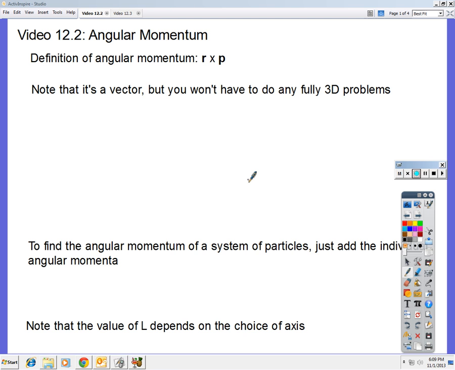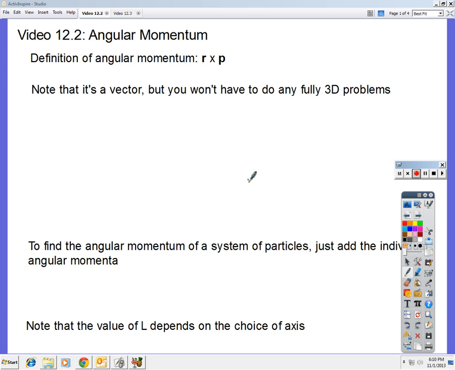Okay, this is the second video from chapter 12. This one deals with the concept of angular momentum. Now, angular momentum is a tremendously useful idea, and also, if you do it in fully three-dimensional problems, incredibly difficult. But you will not have to do fully three-dimensional problems. Everything will be basically two-dimensional, which makes it pretty easy.